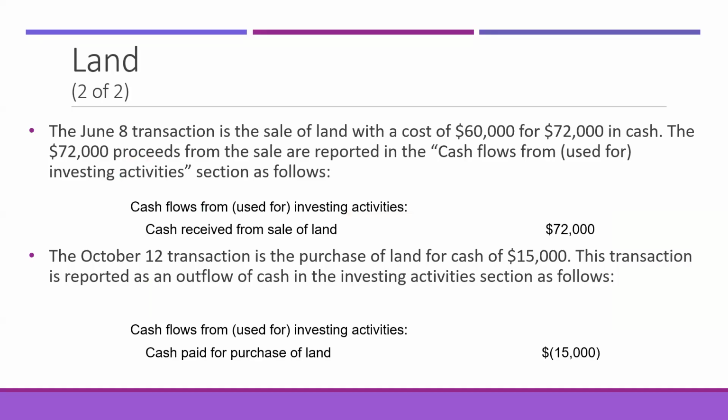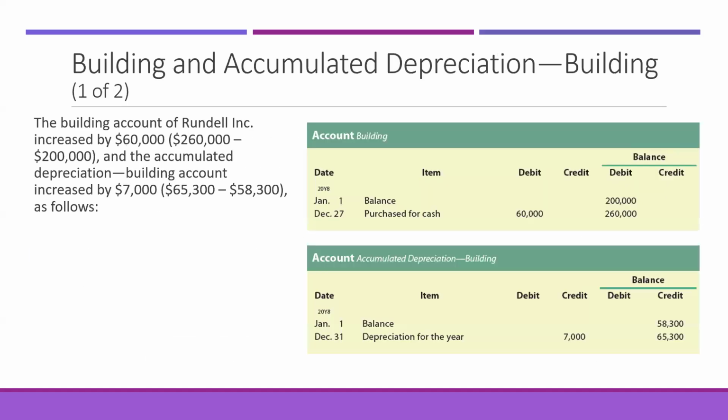And it's just going to show as shown here: cash received from sale of land, cash paid for purchase of land, and the parentheses indicate a negative. And so buildings and accumulated depreciation also impact investing. Well, depreciation itself does not impact investing cash flow. However, purchasing for cash does.